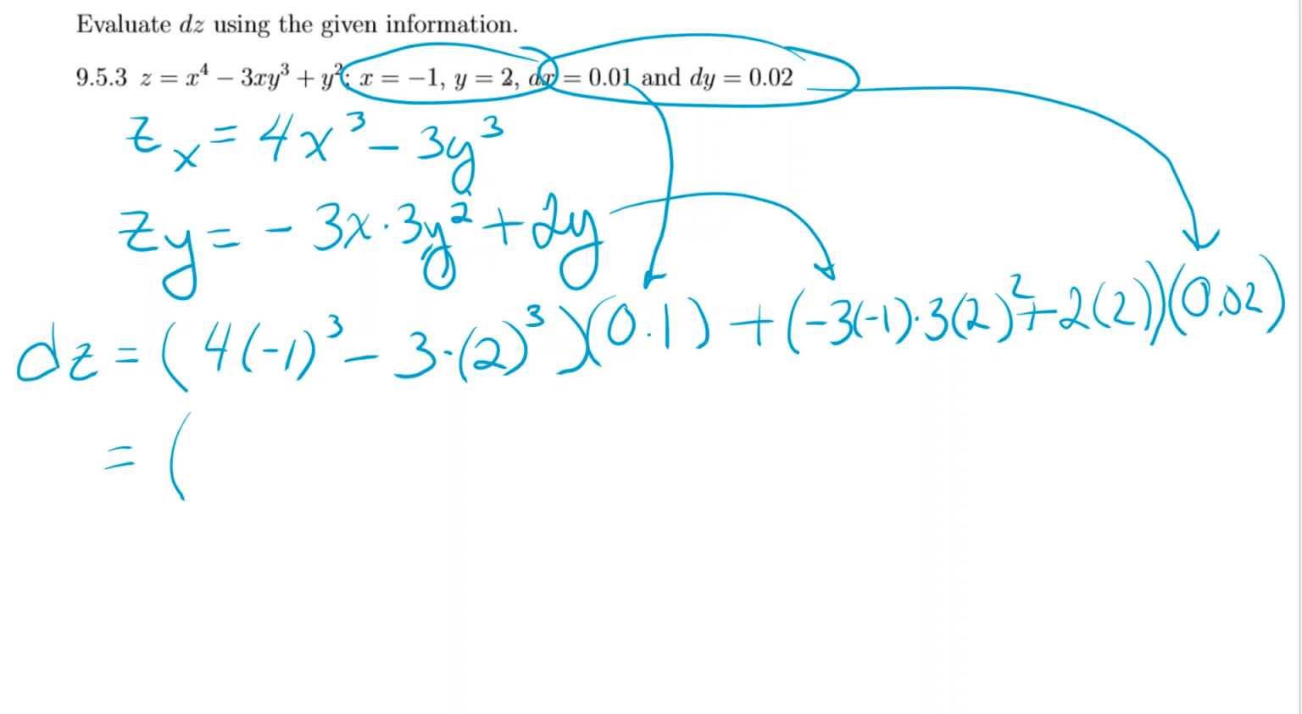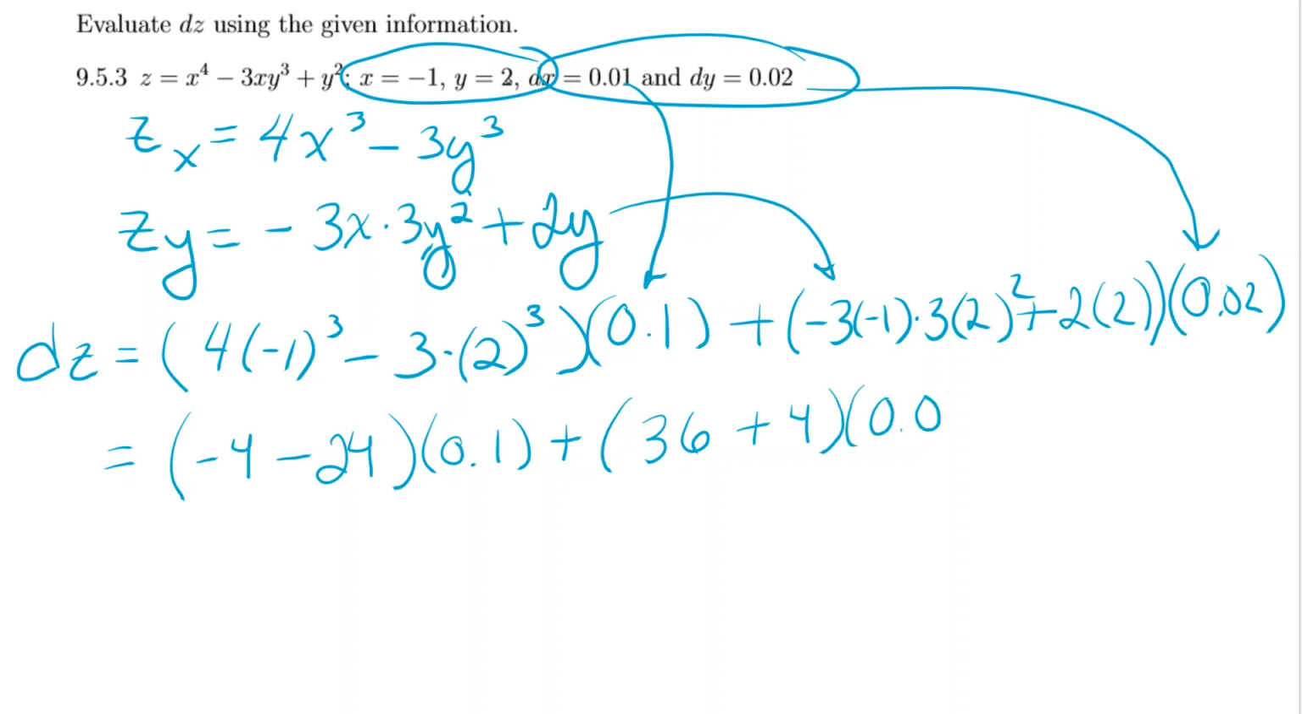So let's see. That'll be negative 1, so that's a negative 4. 2 cubed will give me an 8 times 3 will give me a negative 24. Can't believe those are both negative. Oh, that wasn't negative. Oh, but it became negative. Times 0.01 plus, here's where I gotta be careful. So I have a lot of 3's. That's a 9. This is a 4. Negative, negative, positive. When the smoke clears, I should get 36 off that because it's just 9 times 4. Plus 4 times 0.02. I suggest you clean it up like this before you go on to the next step.